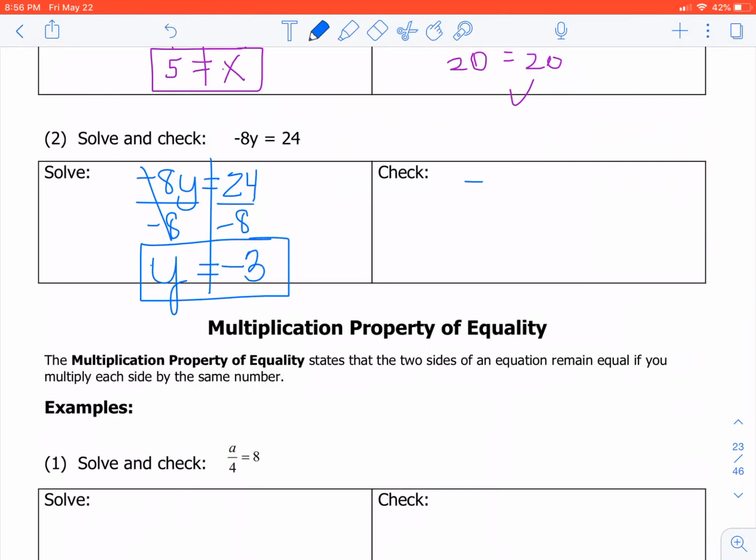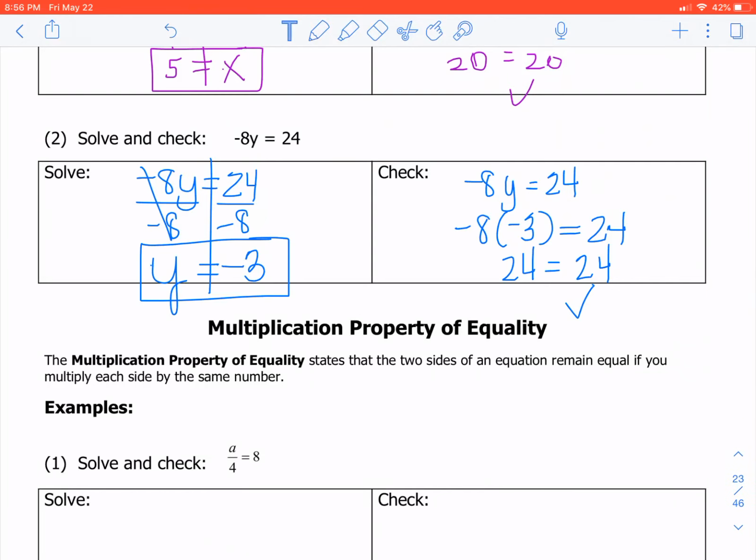All right, let's go do the check. We're going to rewrite the problem. We're going to replace our y with our answer, which was negative 3. Now this is 24, which is equal to 24. That does check, which means that negative 3 is our answer.